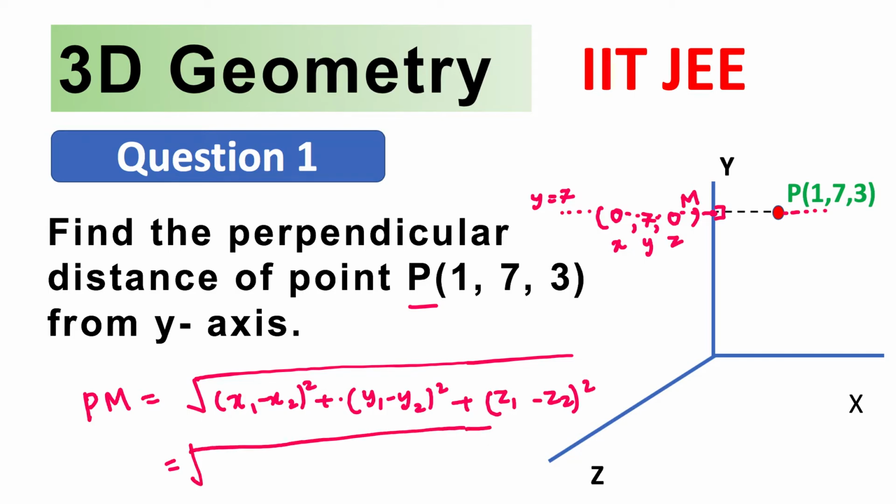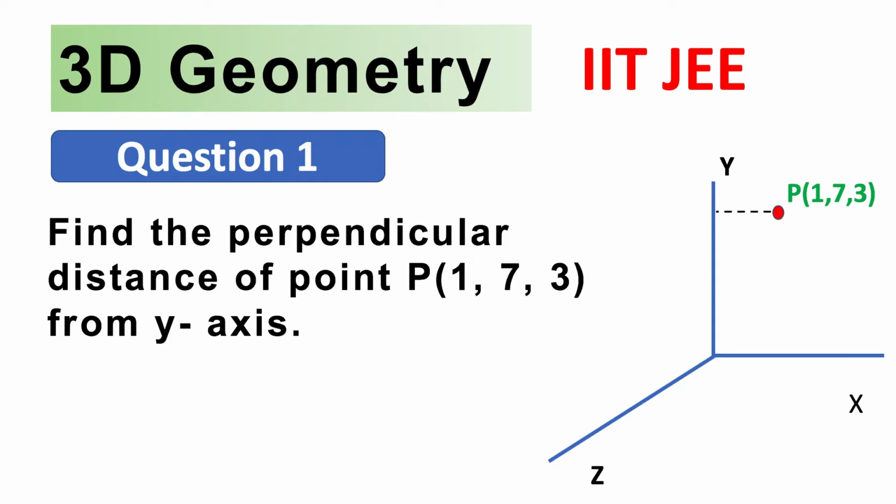This point is 0, this point is 1. So it's going to be (0 minus 1) whole square, and then it's going to be y1 minus y2. So y is 7, y is 7 here also, so it's going to be (7 minus 7) whole square. Definitely this will be 0. And (z1 minus z2) whole square is going to be (0 minus 3) whole square. Now I'll just take the next slide, so it's clear.